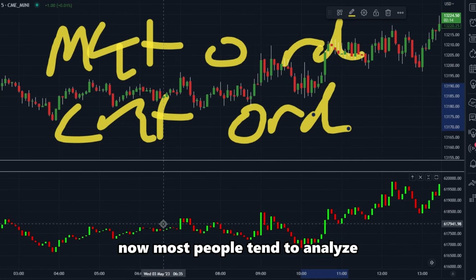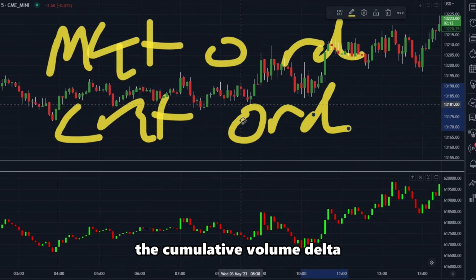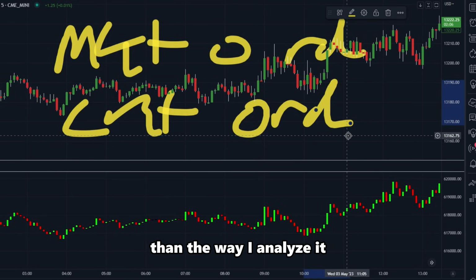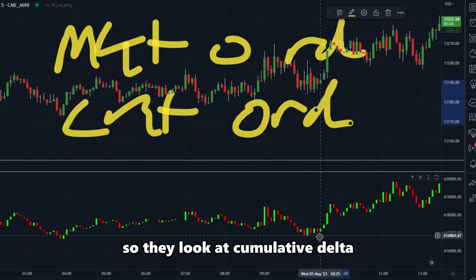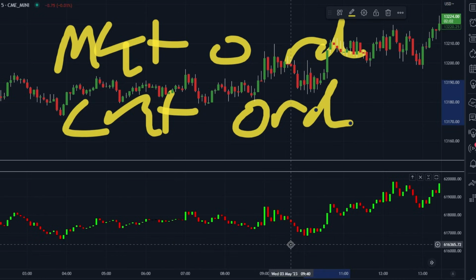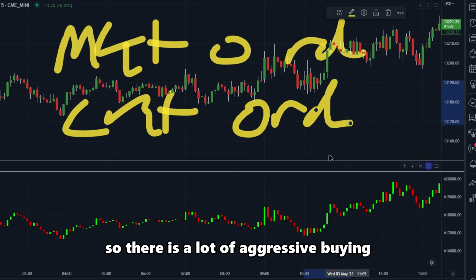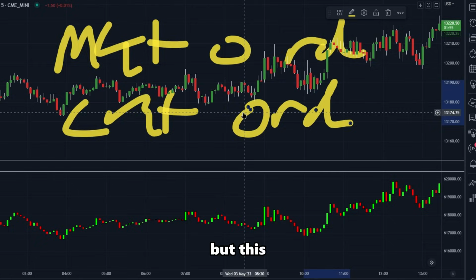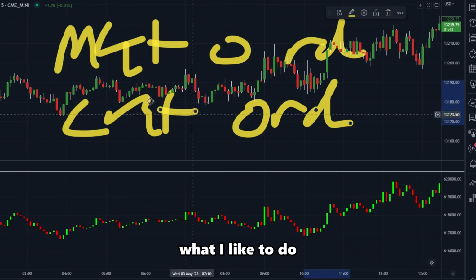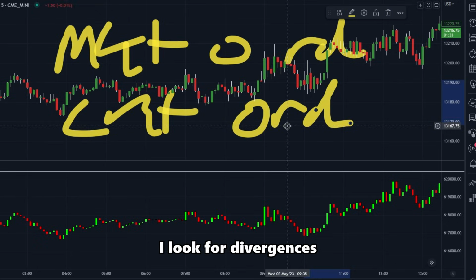Most people tend to analyze the cumulative volume delta in a totally different way than the way I analyze it. They look at cumulative delta, they see the strength, meaning the market is going up, so there's a lot of aggressive buying, and they buy with the trend. But what I like to do, first of all, is look for divergences.